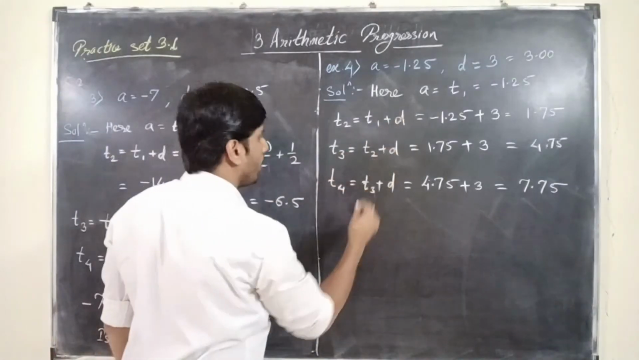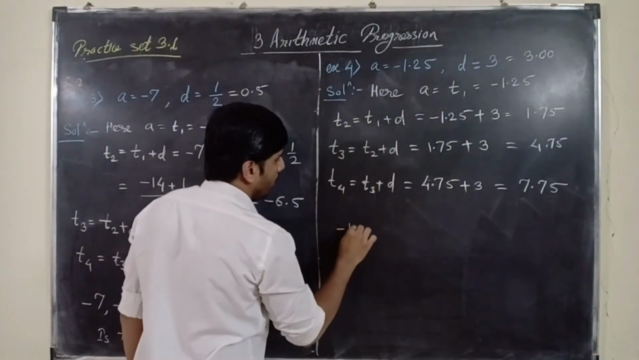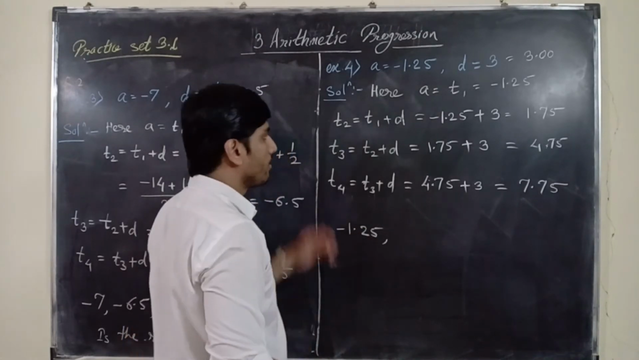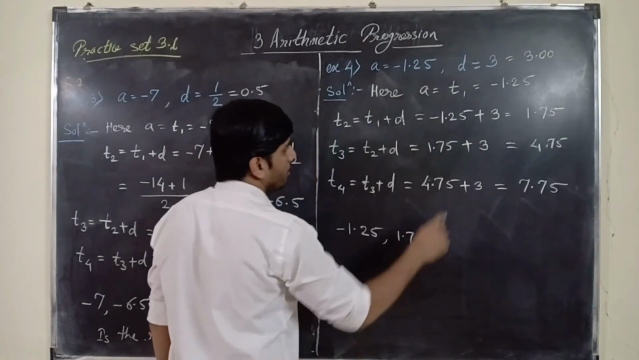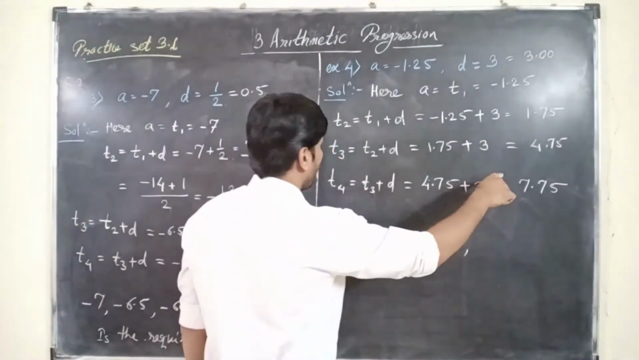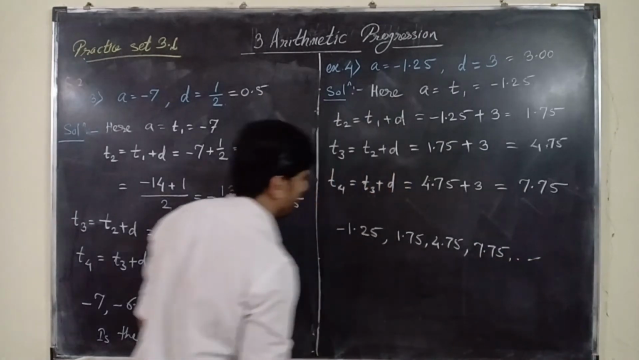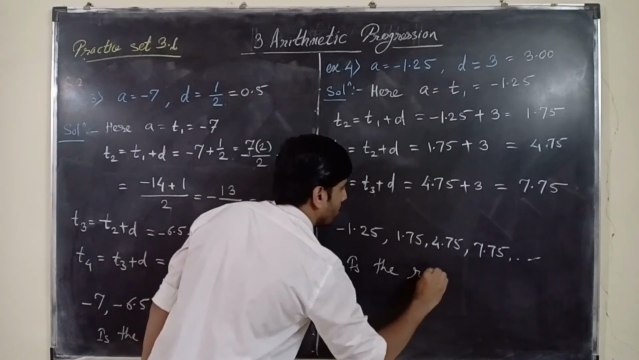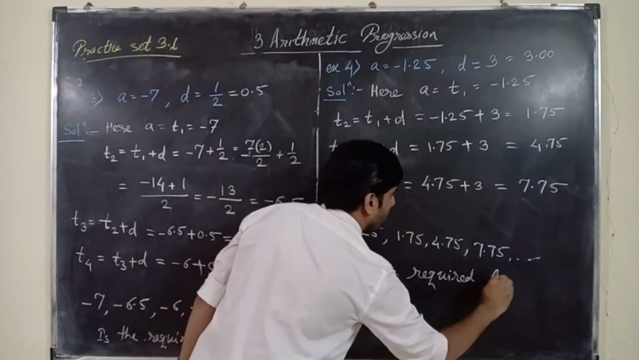So you can write first term is negative 1.25, second term is 1.75, third term is 4.75, fourth term is 7.75, and so on. This is the required arithmetic progression.